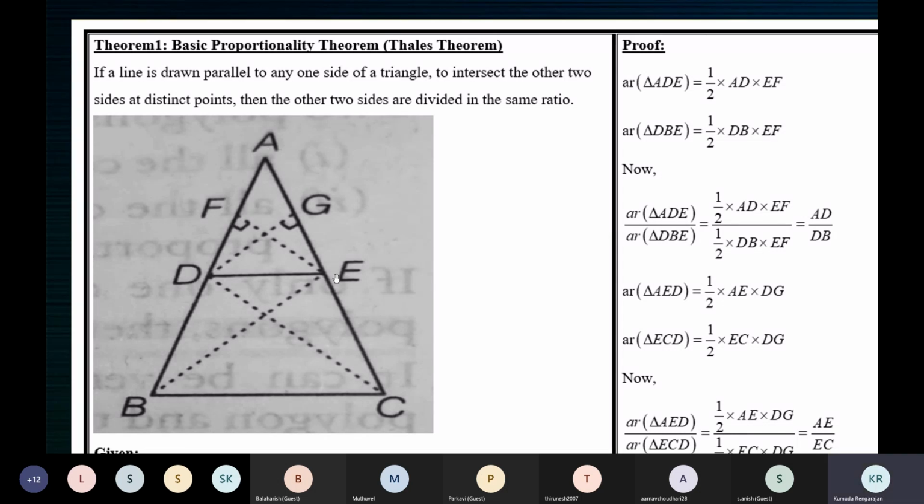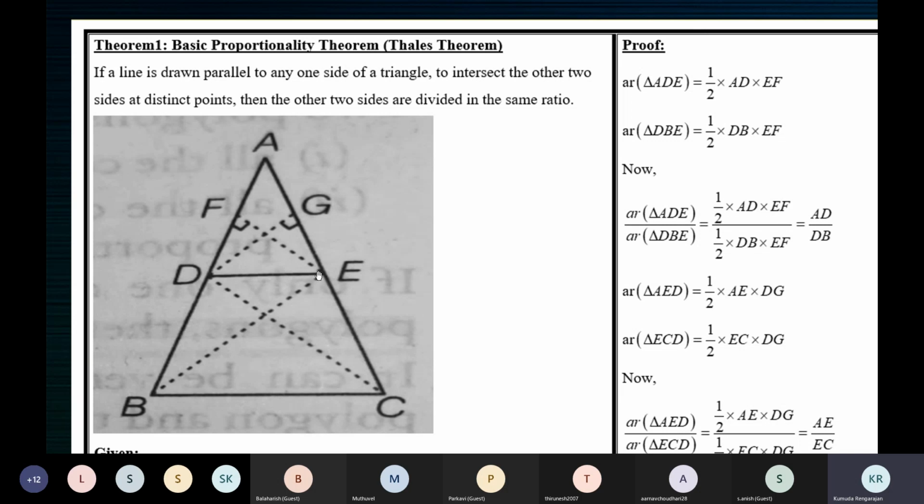For triangle ADE, base is AD, altitude EF. So you see that here, half base into height. When you find the area of triangle DBE, you have to take BD as the base. Now, when you take this one as the base, the altitude should fall from the opposite vertex. The opposite vertex is E.